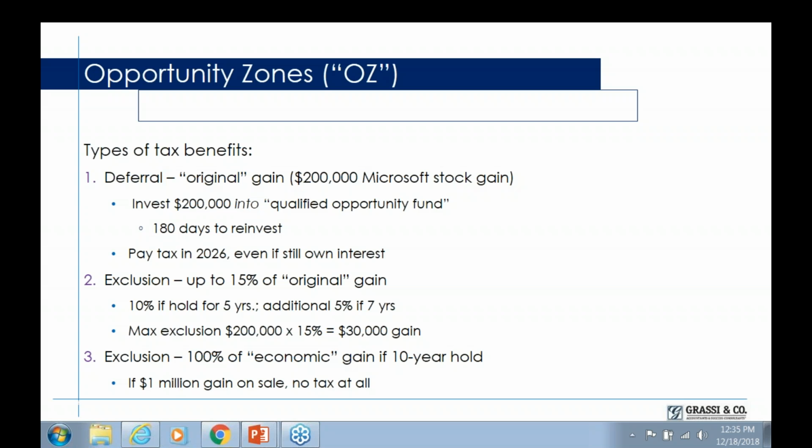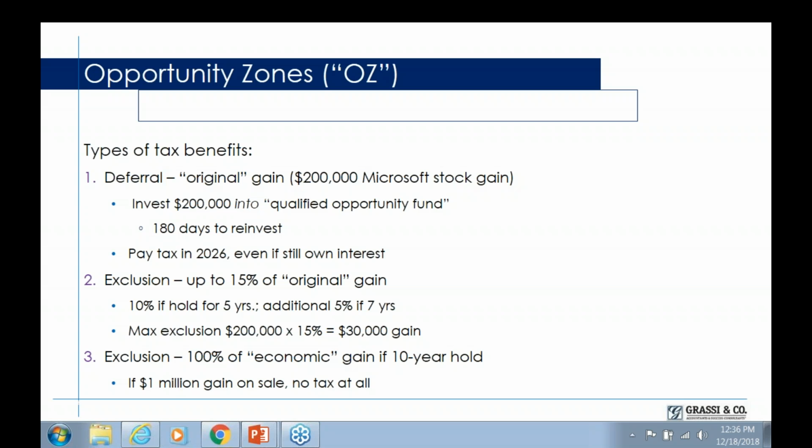There's 2 other perks in there. If you hold the property for 5 years, the government is going to give you a 10% exclusion on that gain. So in this example, the Microsoft $200,000 stock gain, they'll give you an exclusion of $20,000 if you hold the property in the opportunity fund for at least 5 years. If you hold the property for at least 7 years, they'll give you another 5% for a total of 15%. So you can get a maximum exclusion of $200,000 times 15% or $30,000. So hence you would pay tax on $170,000 in 2026, or for the tax year ended December 31st, 2026. So you can then escape taxes on 15% of your gain.